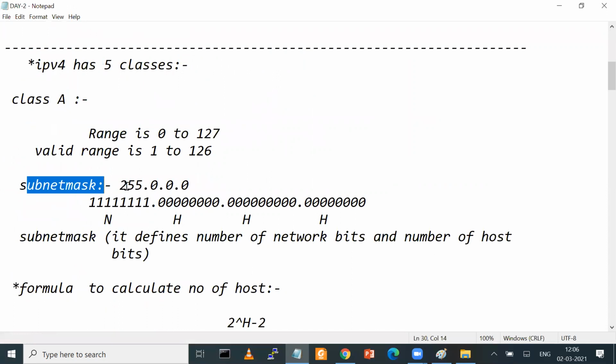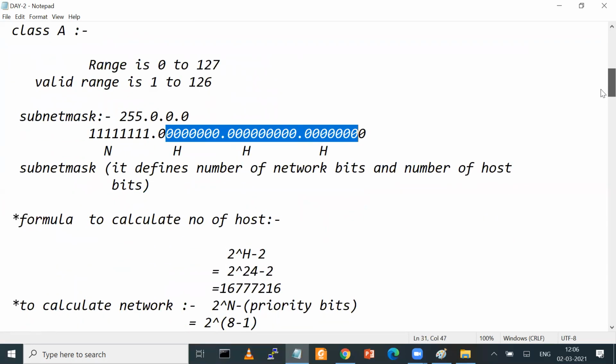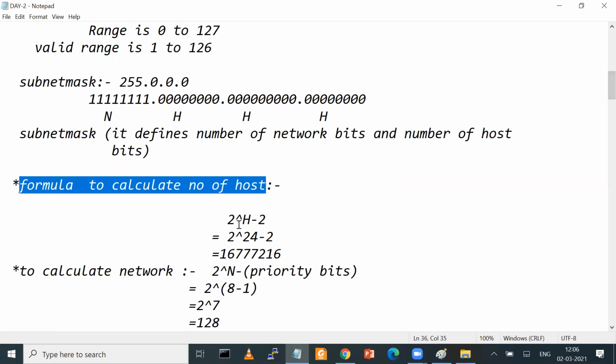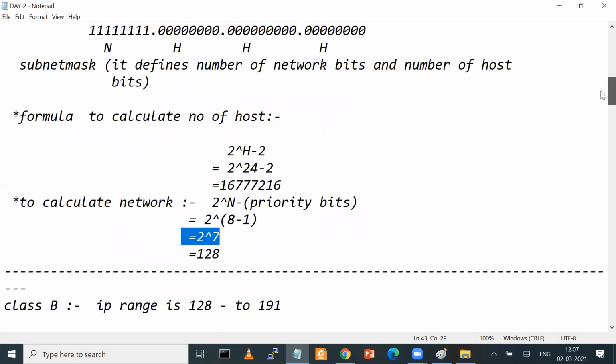Subnet mask of class A, default subnet mask 255.0.0.0. When you convert it into binary, it looks like this. The 1s show the number of network bits and the 0s show the host bits, or you can say user bits, because it allows users to connect. Formula to calculate the number of hosts is 2 to the power h minus 2, which is 2 to the power 24 minus 2, and we get this value. To calculate the number of networks, we use 2 to the power n minus priority bits, where n is 8 minus 1, so 2 to the power 7, which is 128.